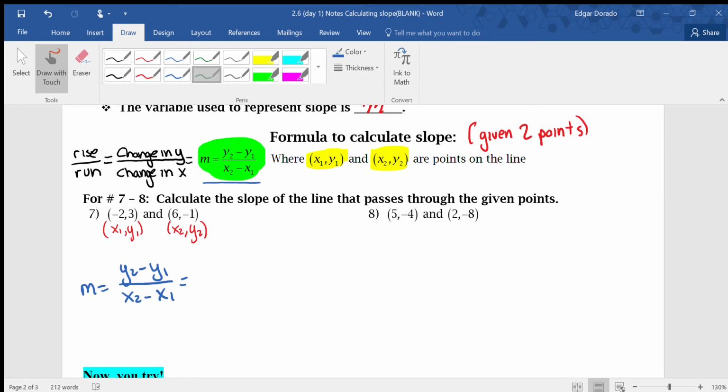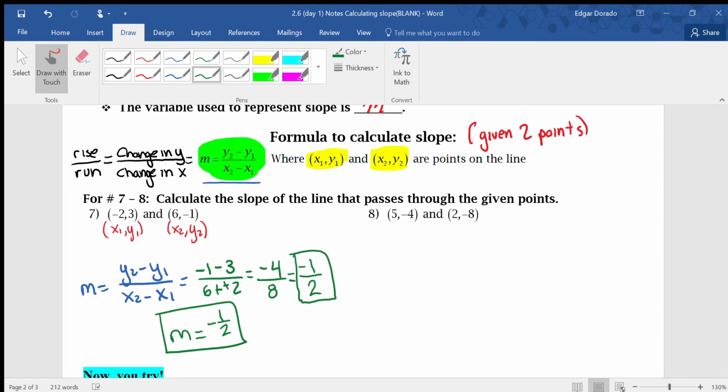Actually, let me take a different color now. So my y2 is here a -1, and then minus my y1, which is a 3. Then I have x2, which in this case is a 6, minus my x1, which is a -2. All right, well, -1 minus 3, that's just a -4. And 6 minus a -2, so the opposite of a -2 is like a positive. So 6 plus 2 is 8. Now, both of those are divisible by 4, so I really get -1 over 2. So my slope here is -1/2.